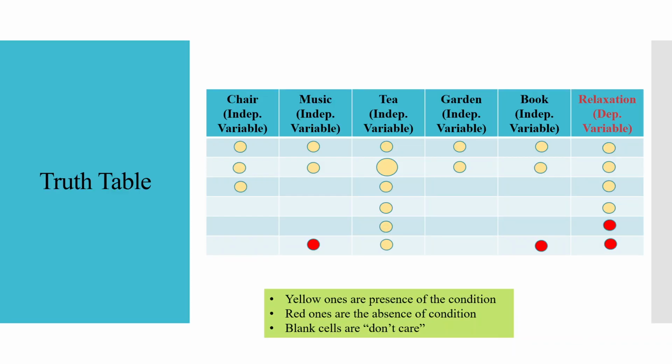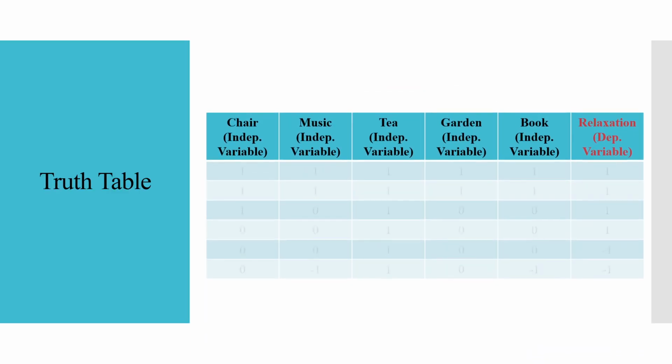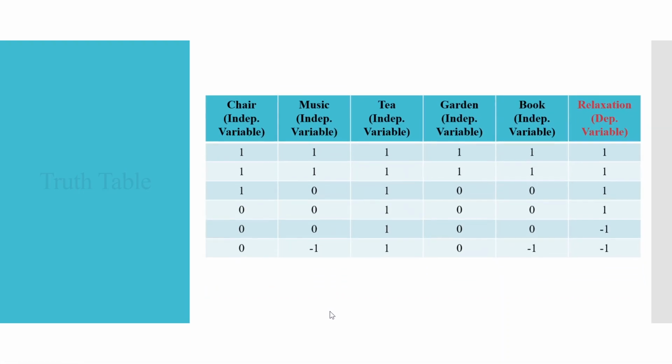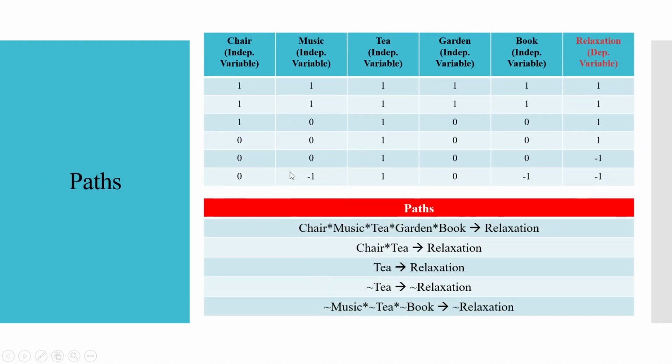Now on this basis, we will create the truth table, which will be coded in -1, 0, and 1. 1 means the presence of the condition, 0 means don't care, and -1 is the absence of the condition. Now let's talk about the first one.